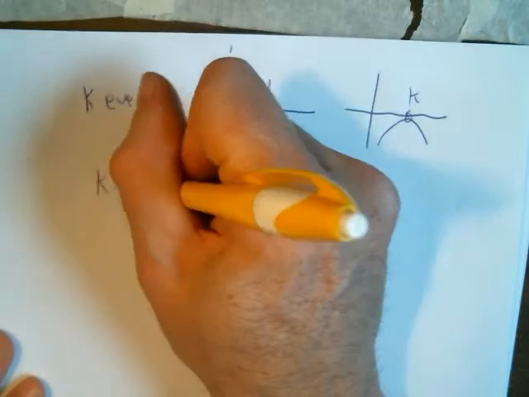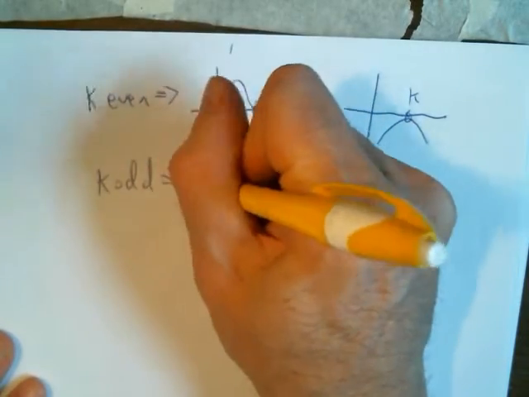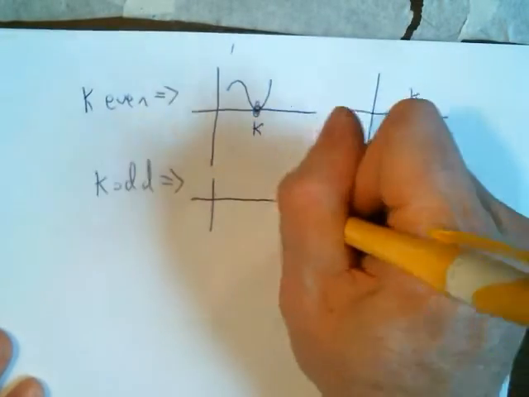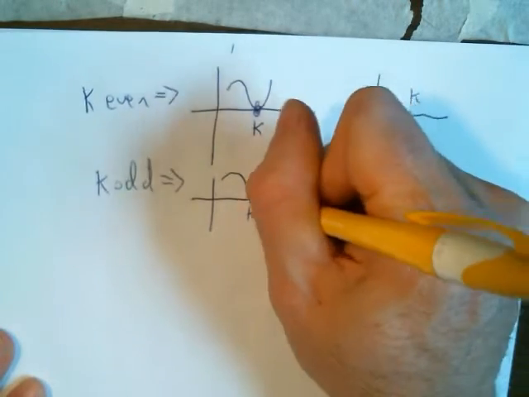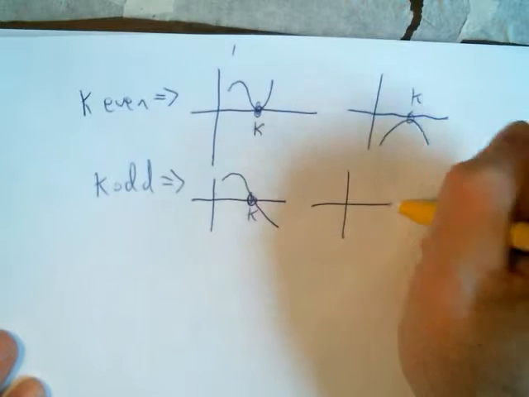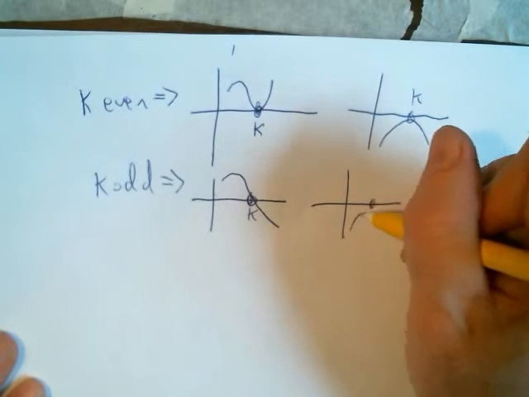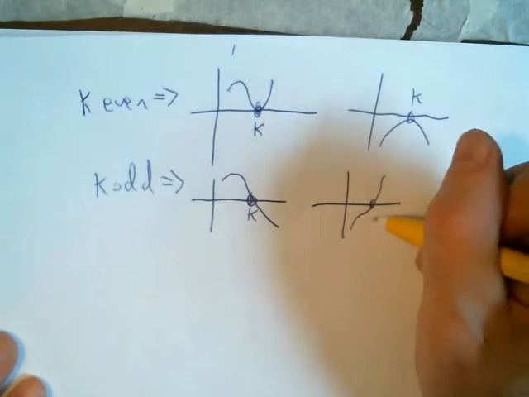If k is odd, then it's going to go straight through. So at that particular value, you'll have something like this. It goes through the axis, or it's going to go in the other direction like this.